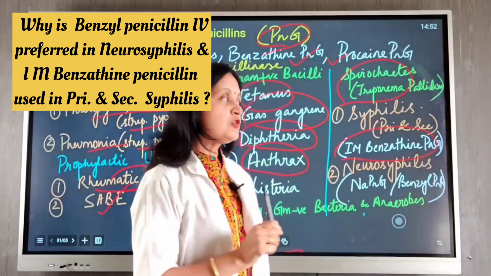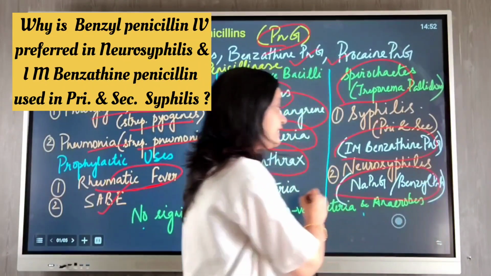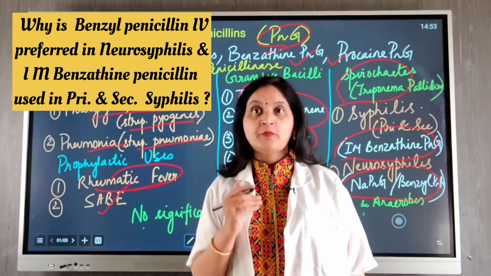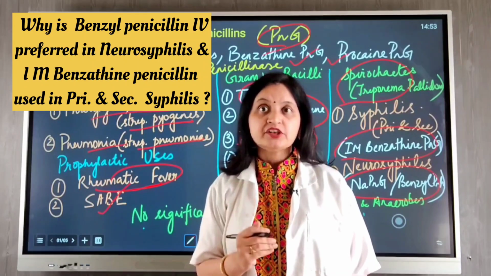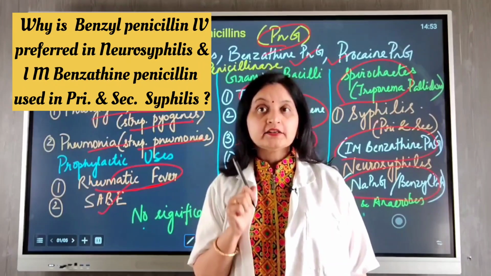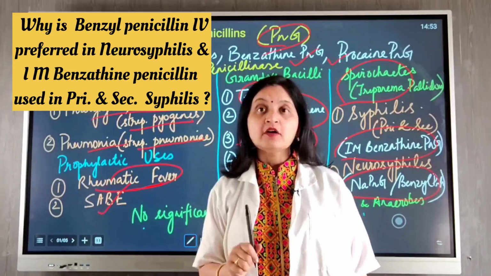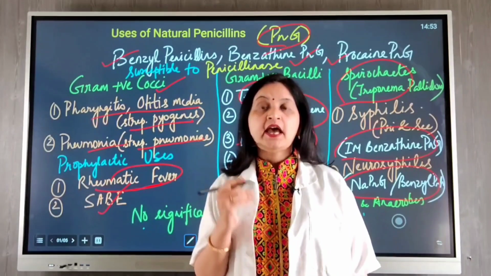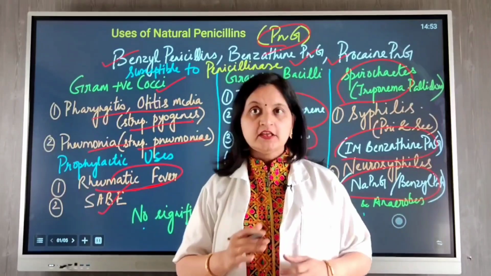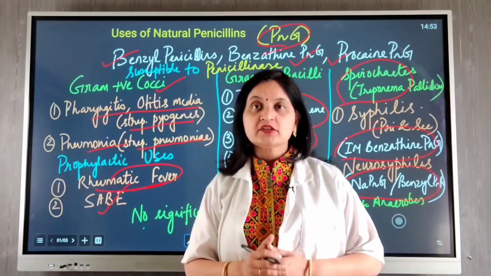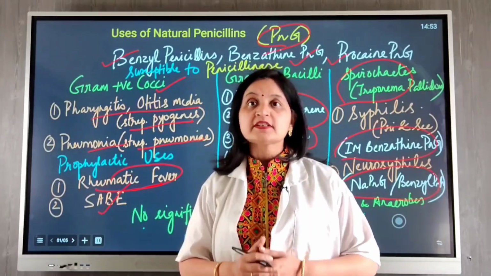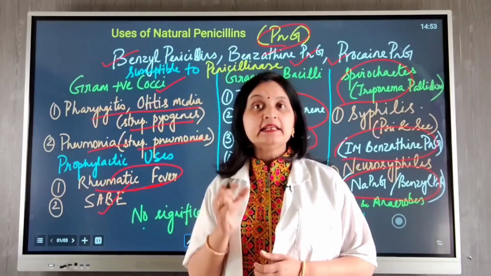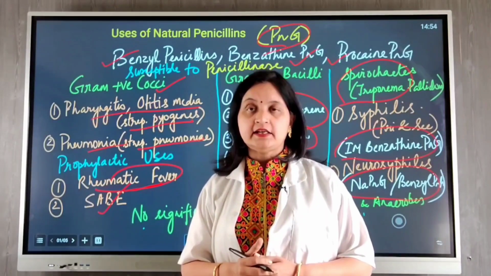In neurosyphilis, the sodium salt of penicillin G, or benzyl penicillin, is administered intravenously every 6 hours for 10 to 14 days. Since benzyl penicillin has rapid excretion, it is administered more frequently, and it is the drug of choice for neurosyphilis because it attains adequate concentration in the CSF when administered intravenously in high doses. In this way, penicillin G is highly active against infections caused by gram-positive cocci, gram-positive bacilli, and spirochetes such as Treponema pallidum that causes syphilis, and Listeria that causes meningitis and listeriosis.